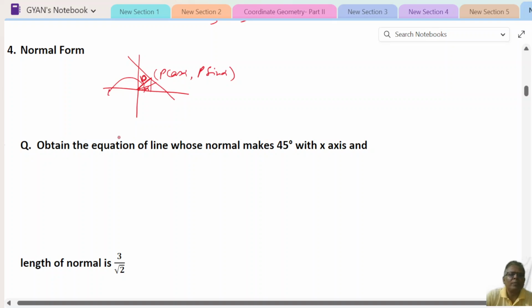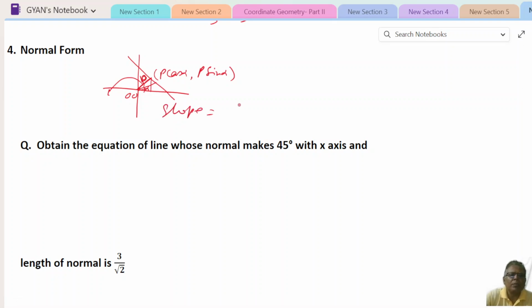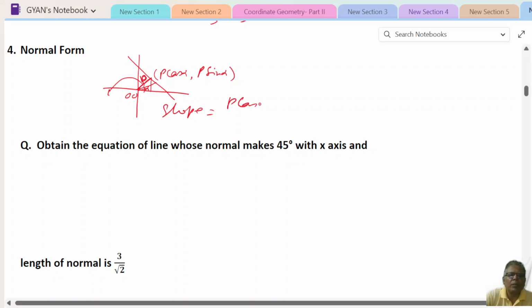And the slope of this one will be what? This is 0, 0, so the slope will be p sin alpha minus 0 divided by p cos alpha. So p and p get cancelled. This is m.